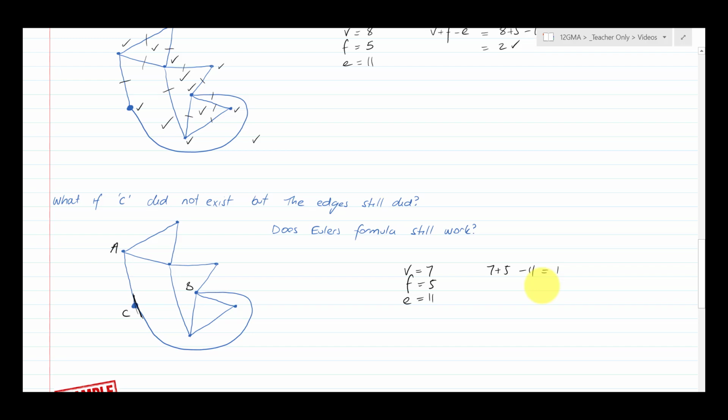What you need to recognize is that earlier I counted this edge and this edge, which was this edge and this edge. If we remove that vertex, this all becomes one edge. So we actually lose an edge as well. You remove the vertex in this case, we lose an edge as well, and we get 7 plus 5 minus 10, and that's actually equal to 2, which works. So be aware of little things like that, and what I'm telling you is that Euler's formula will always work.